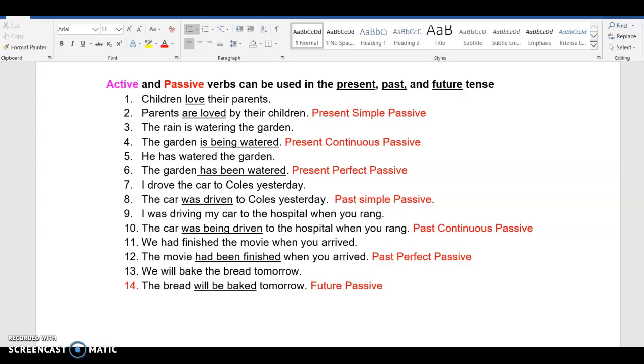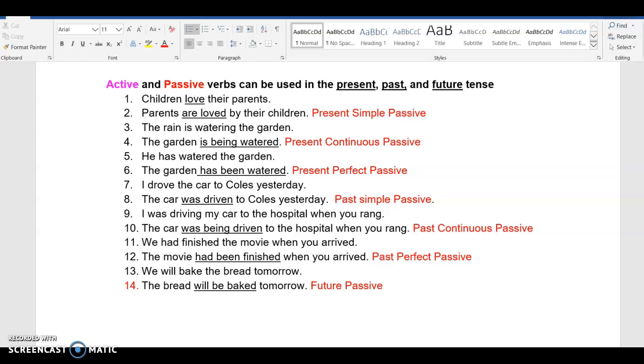Number 9. I was driving my car to the hospital when you rang. Let's look at the first verb, was driving. The subject, I. Who is doing the driving? I. The subject is doing the verb. So this is an active verb. And the verb was driving is the past progressive or past continuous verb.